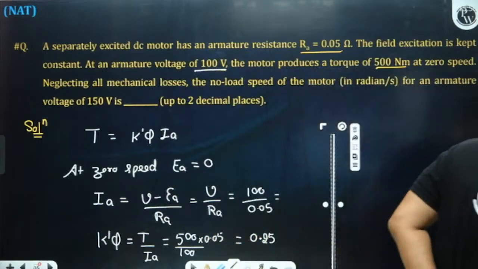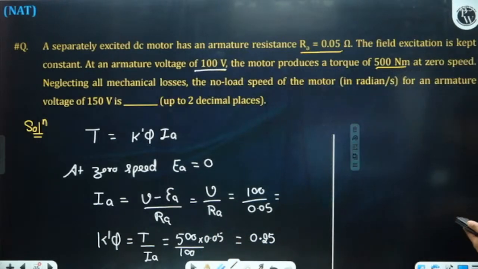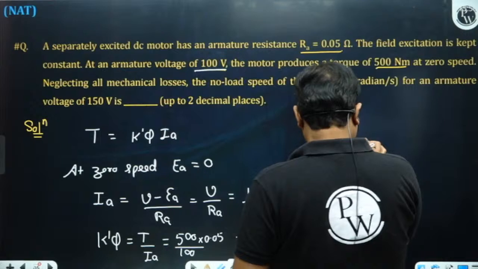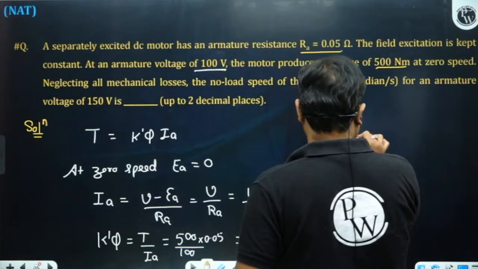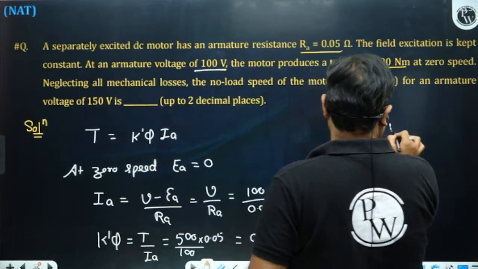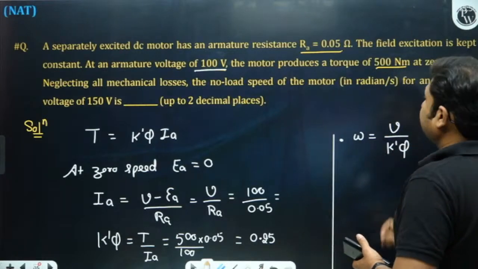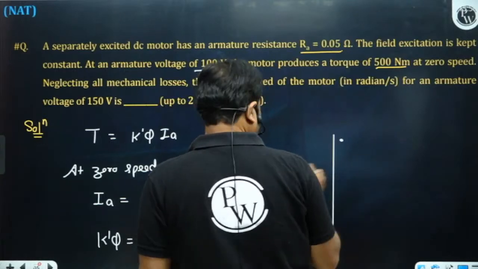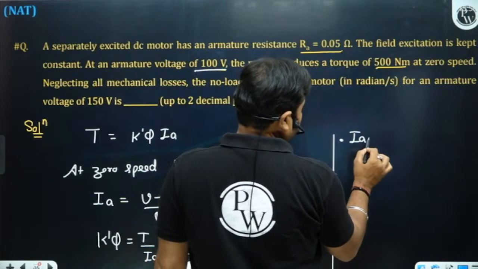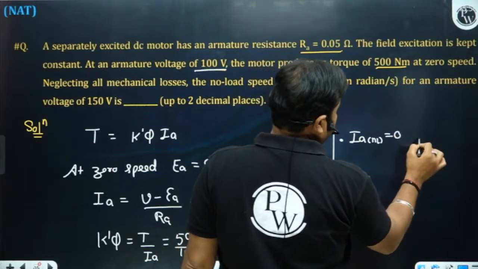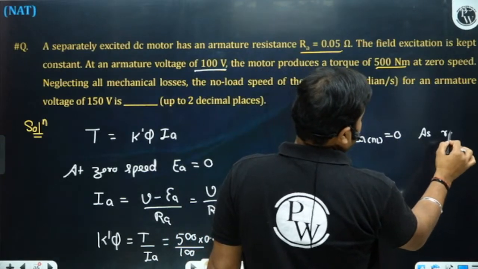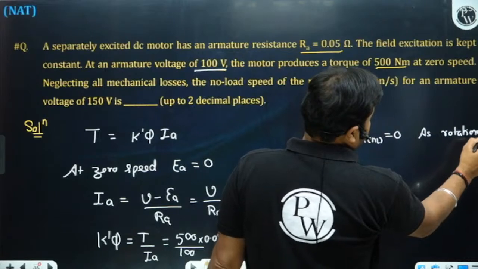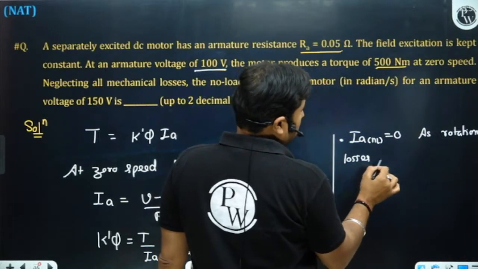Is it okay? If you have any doubt, please let me know by writing in the comment section. So, once you have K dash phi, you can calculate omega. Omega is V by K dash phi. For the no load speed, IA under no load condition is 0, as rotational losses are neglected.